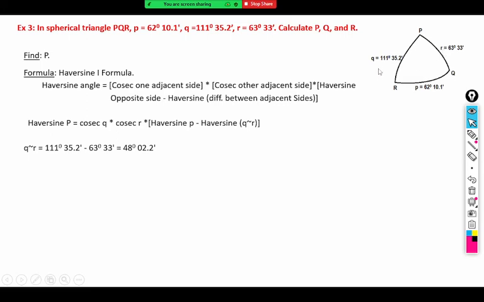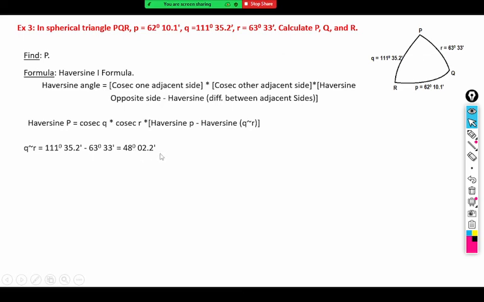Right now small q is greater than small r, so this q minus r only we have taken. Suppose r is greater than q, then we take r minus q, because this symbol indicates the difference is always positive. That is q minus r, which comes to 48 degree 2.2 minute.